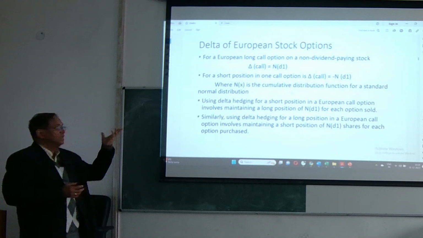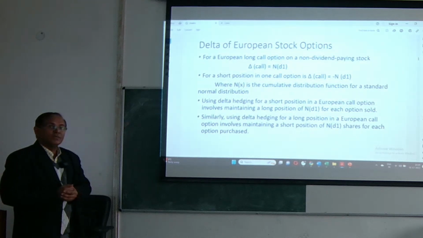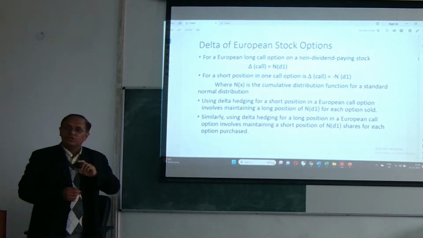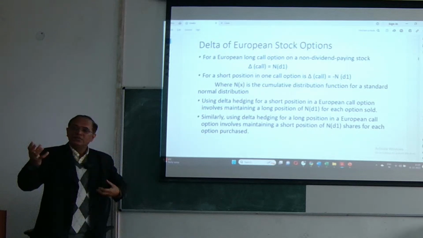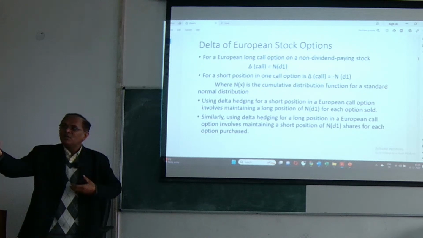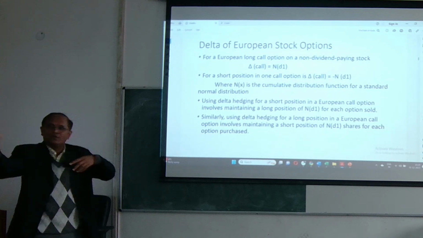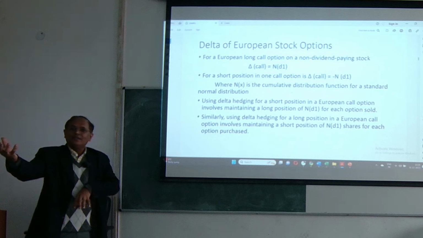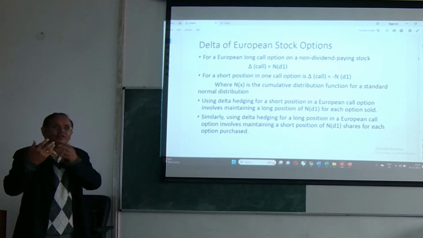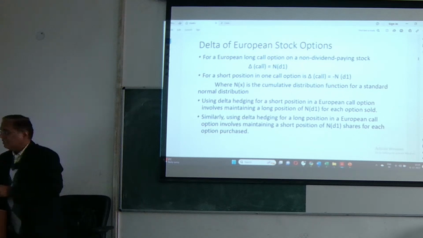So, delta hedging for a short position in a European call option involves maintaining a long position for each option sold. Whatever option you have sold, you have a long position in the underlying. The reverse position has to be there: a short position in your options and a long position here. In the reverse way, using delta hedging for a long position in European call options, you have to have a short position in the underlying. आपका position always inverse होगा, different होगा, then only you can manage it. So, that reverse position is going to get created.